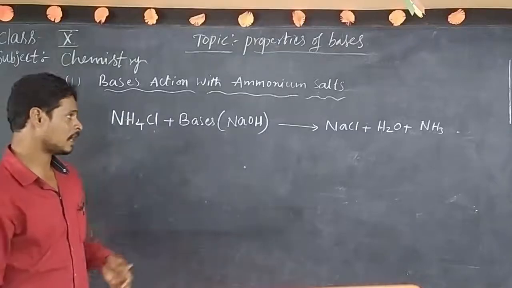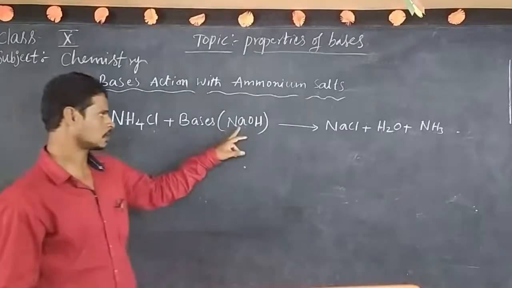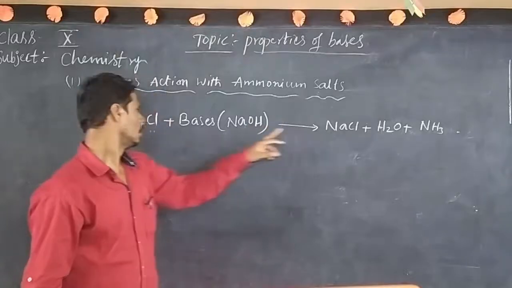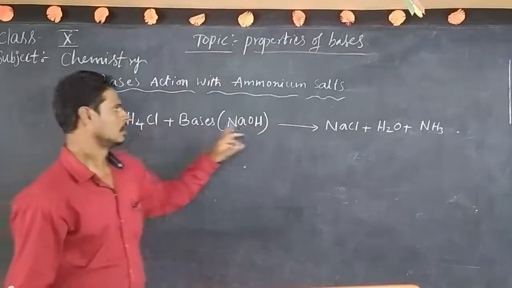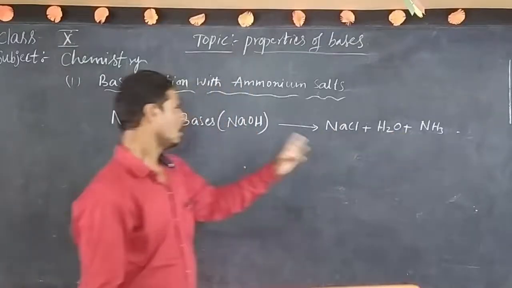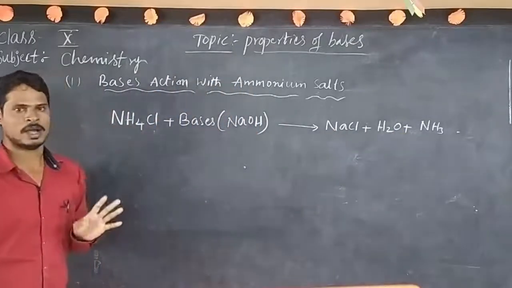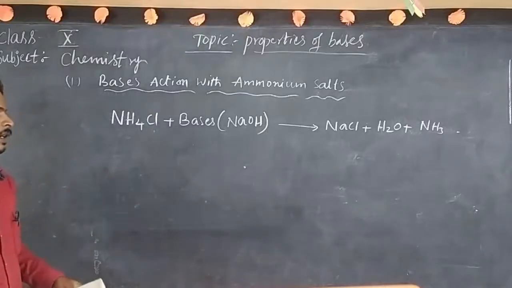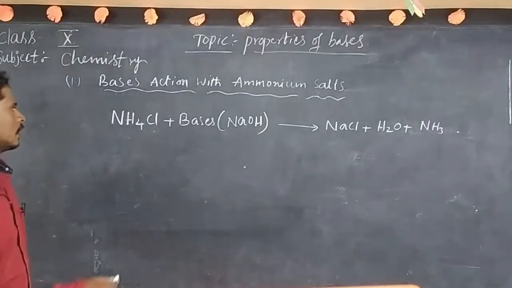Is the equation balanced or not? Check it. Here sodium 1, here sodium 1. Chlorine here 1, here 1. Nitrogen 1, nitrogen 1. Hydrogen and oxygen are already balanced. This is a balanced equation. Now we take another example.